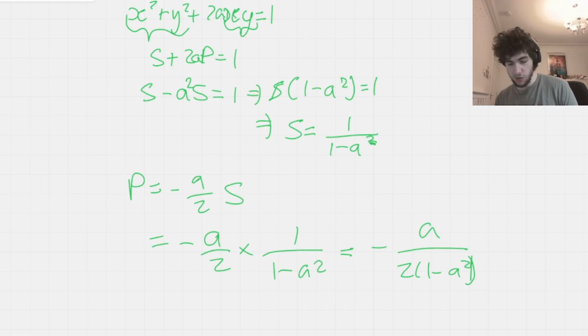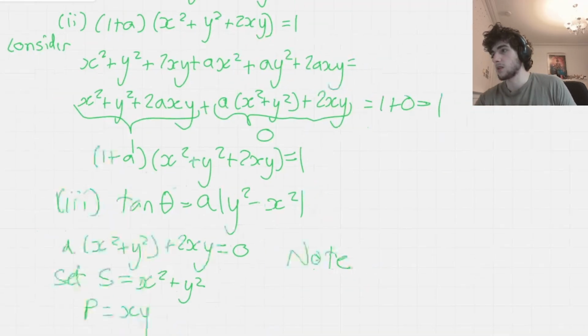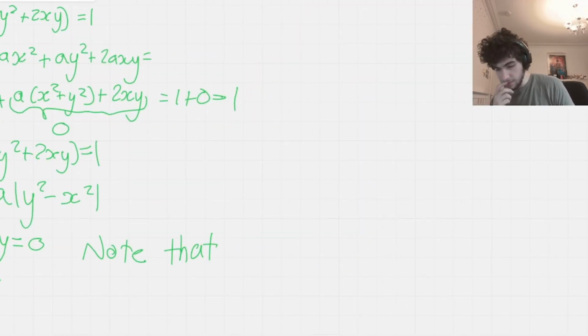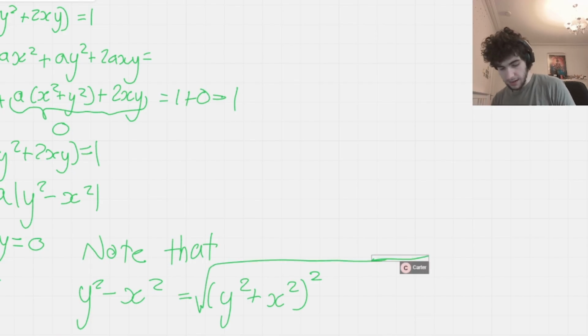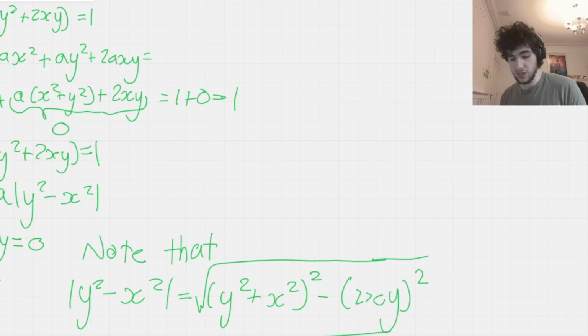That's important because we can actually rewrite this mod of y squared minus x squared. Note that y squared minus x squared is actually equivalent to the following. We could say it's the square root of y squared plus x squared, all squared, minus 2xy, all squared. And so, really, the mod of y squared minus x squared is equal to the square root of all that.